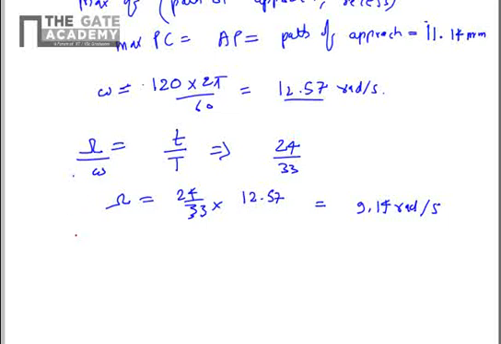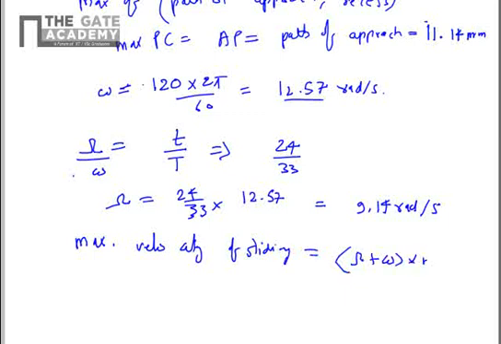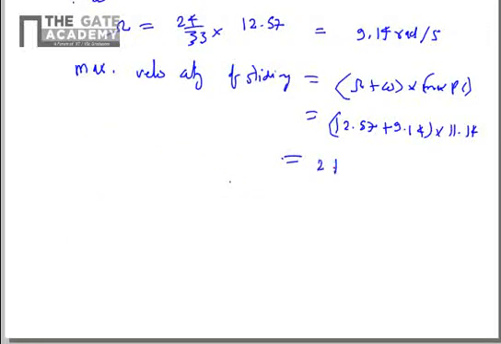So maximum velocity of sliding is equal to omega plus ohm into max PC, that we saw is 11.14. Substituting the value, 242 millimeter per second. So this is the maximum value of velocity of sliding. Answer for the second part.